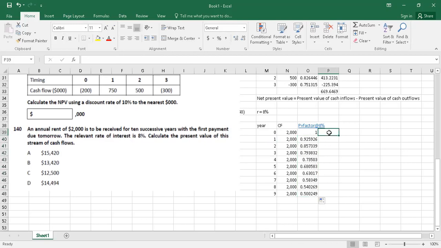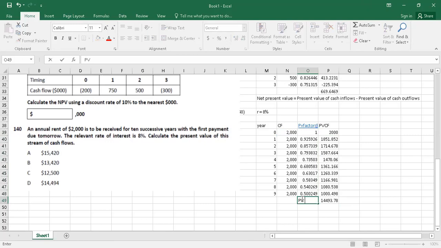What can we do? We need to find out what is the present value of cash flows. Multiply them, 2,000 into this. Add it up and we would get it as 14,494. So this is the present value of cash flows. Since it is Excel, dragging it becomes easy.